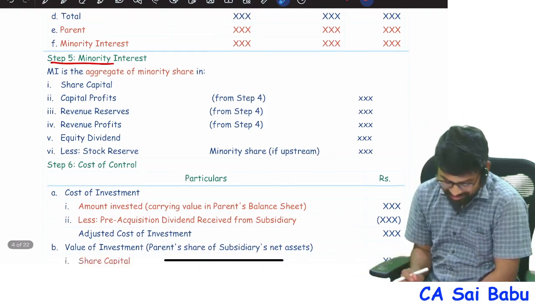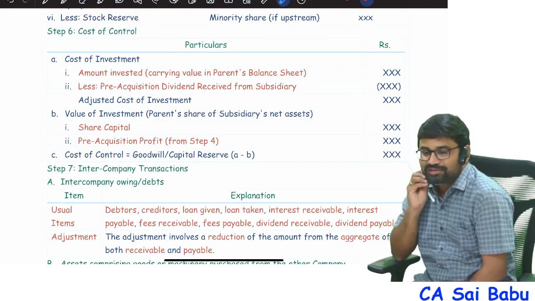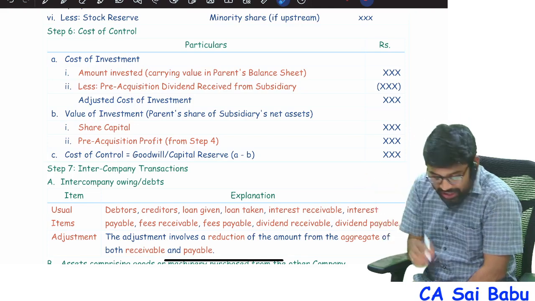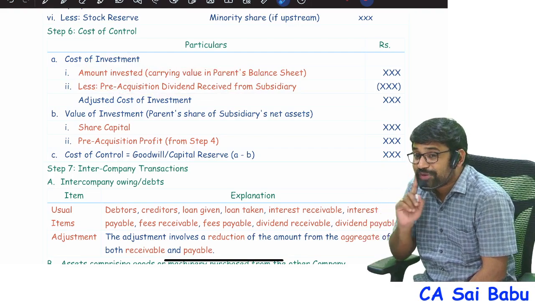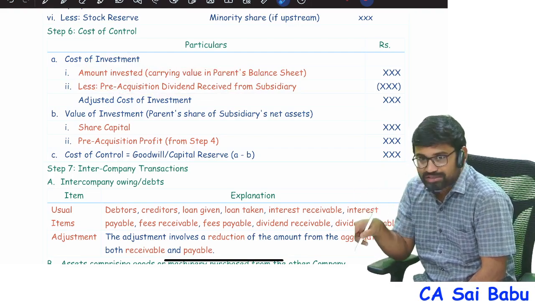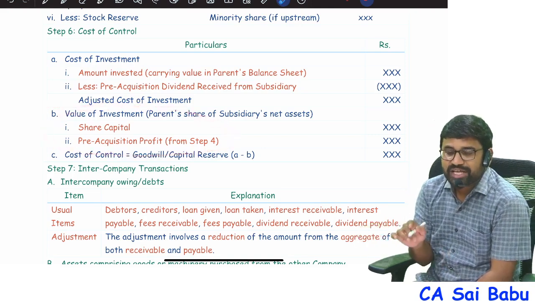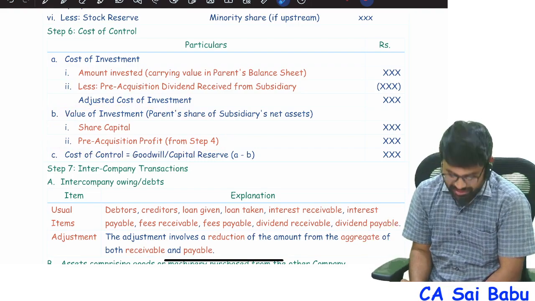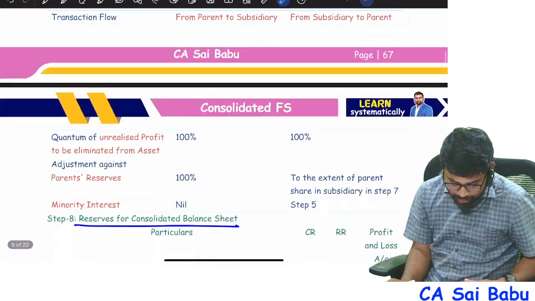Next, cost of control. Tell me how to calculate cost of control. Cost of investment. And to this investment amount, what do we need to adjust? Pre-acquisition dividend. Why do we need to deduct pre-acquisition dividend? Because it's a recovery of cost, capital profit. And we need to compare with the net assets: the parent company's share in the net assets on the date of acquisition. The difference is either goodwill or capital reserve.